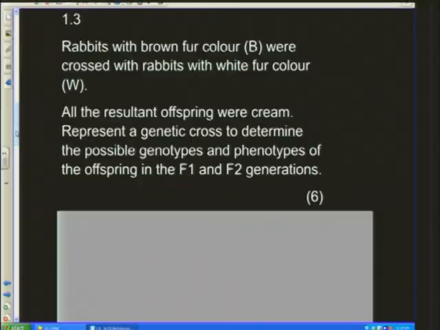Rabbits with brown fur were crossed with rabbits with white fur color. Now notice there's a slight difference already in the way the problem is presented. What have they done here? They're saying rabbits with brown fur, capital B, were crossed with rabbits with white fur, capital W.